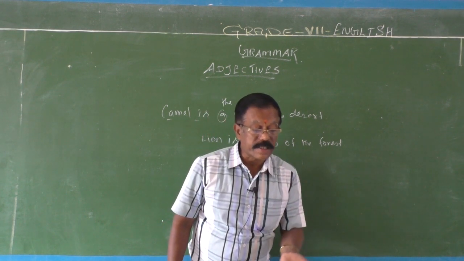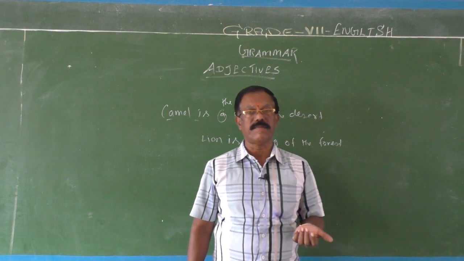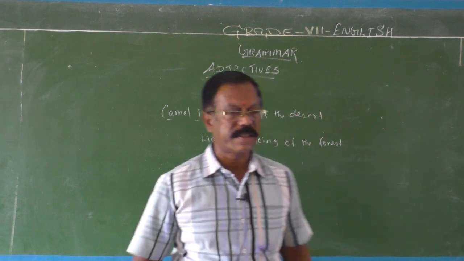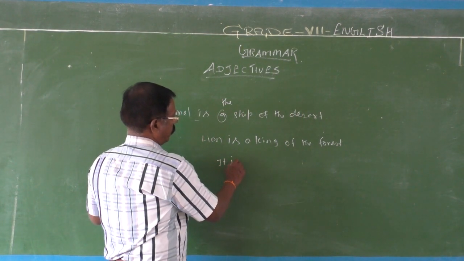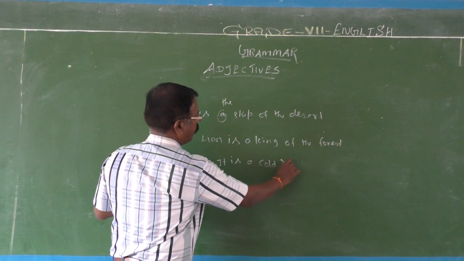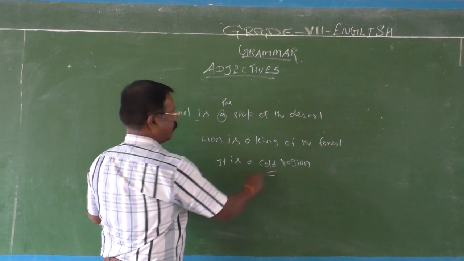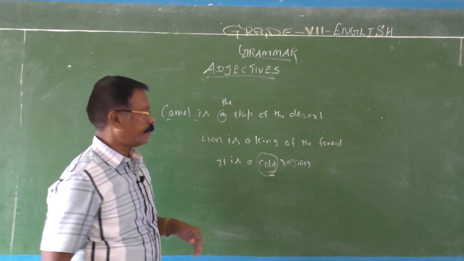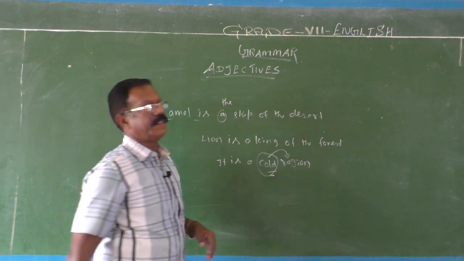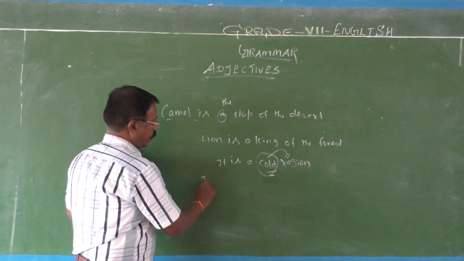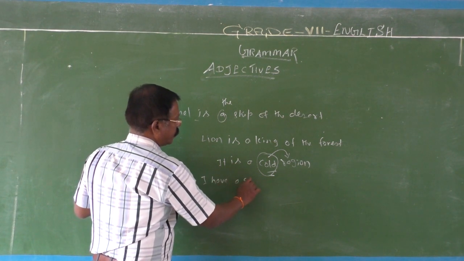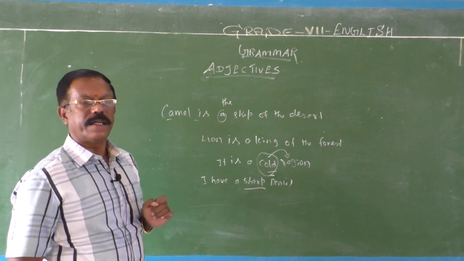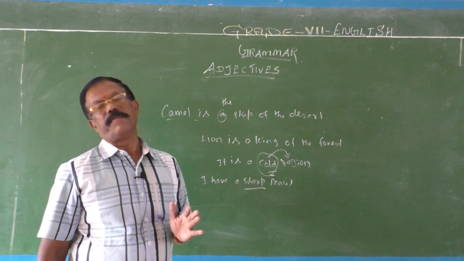Now, we need some words to describe. Such words are called describing words. See, it's a cold region. The word cold is an adjective. It's a describing word. It describes the noun region. See, I have a sharp pencil. Sharp is a describing word. It describes the noun pencil.